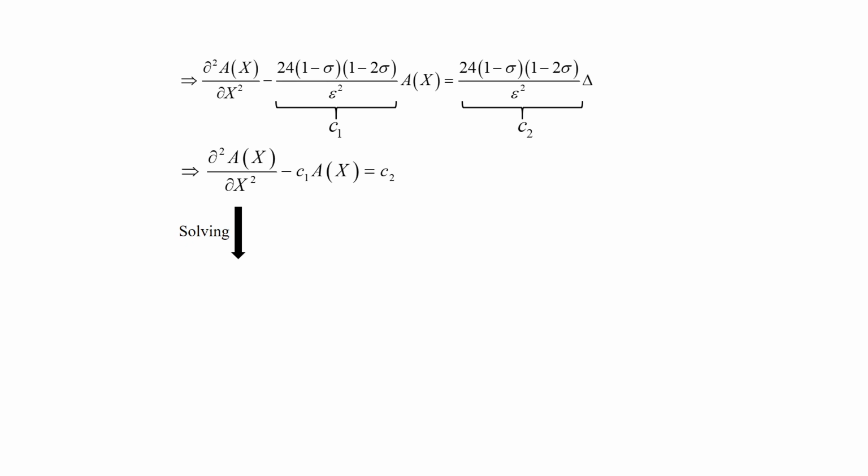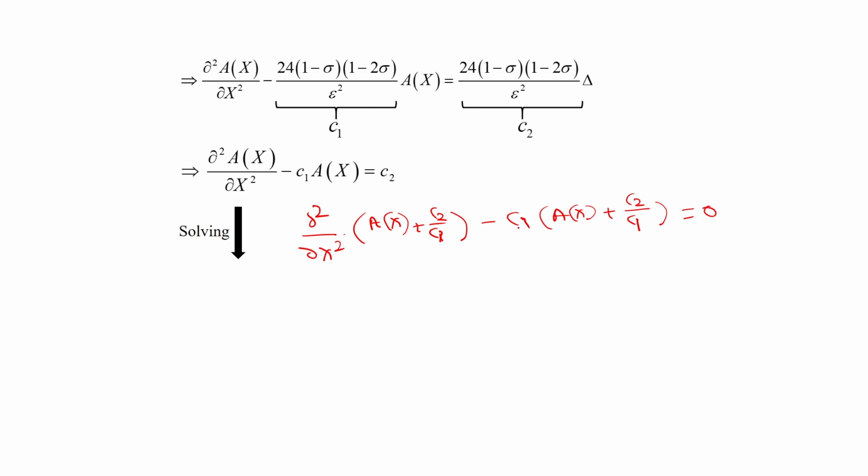So, here let me write it over here as ∂²/∂x² A(x) minus C1 A(x), and this is plus C2 by C1 is equal to 0. So, here also I can write C2 by C1 because C2 by C1 is a constant. So, I do not need to worry about it. I hope this is correct.